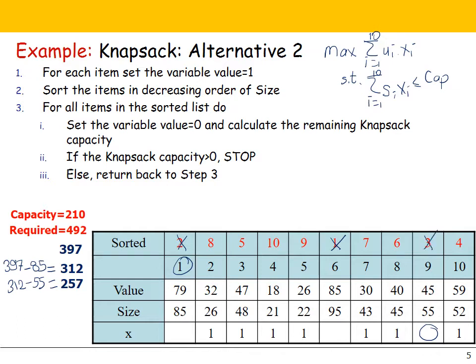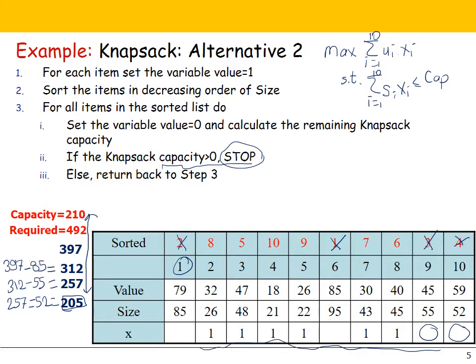Then we continue. We evaluated this third one, we removed it. The next one is the fourth one, which is this one, and we are going to make it equal to 0, and we will recalculate the knapsack capacity. So 257 is the capacity minus 52. If we do this, the remaining capacity will be 205. Now look, this 205 is less than my actual capacity. Then according to this step here, I am stopping the algorithm. It means that the solution is given in this row.